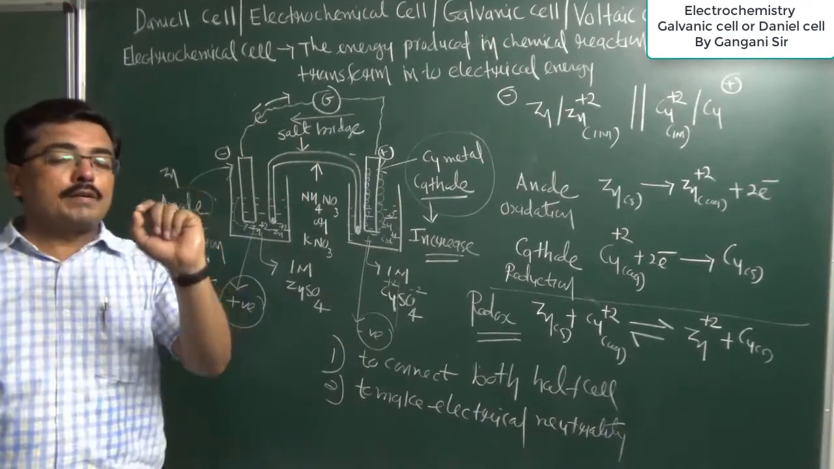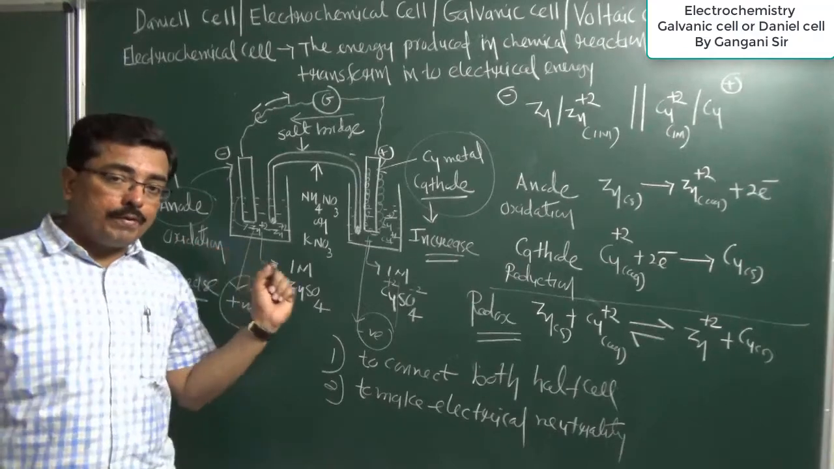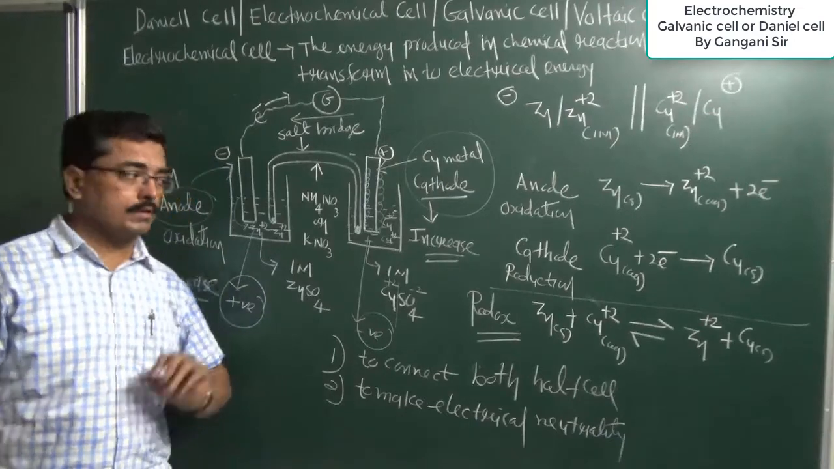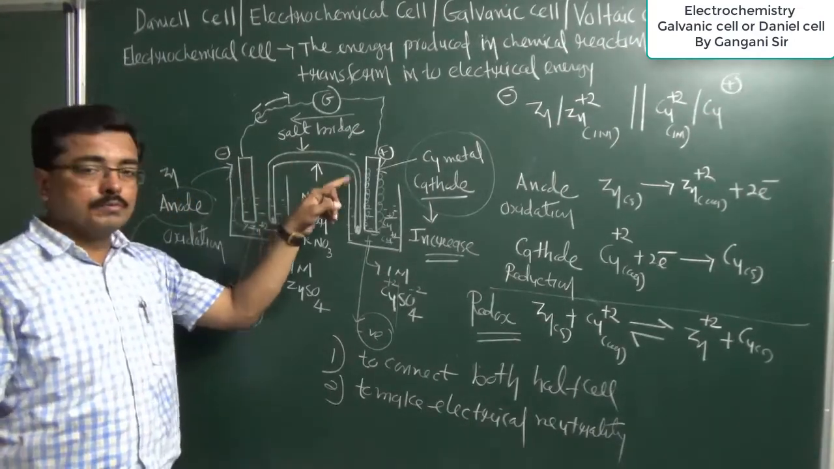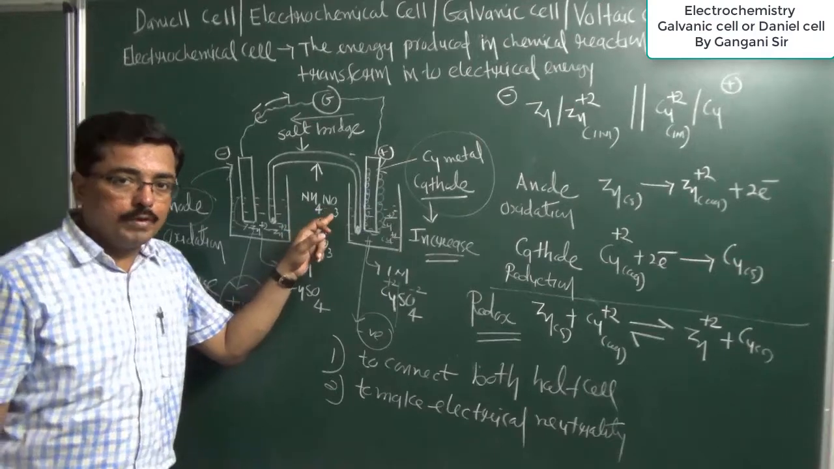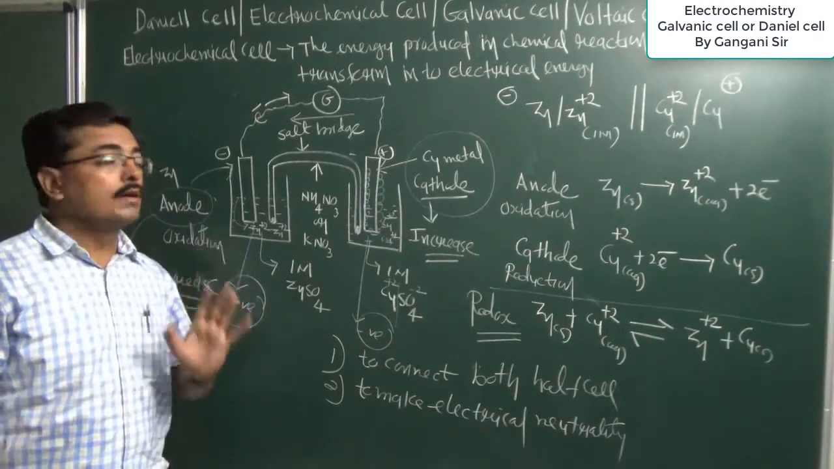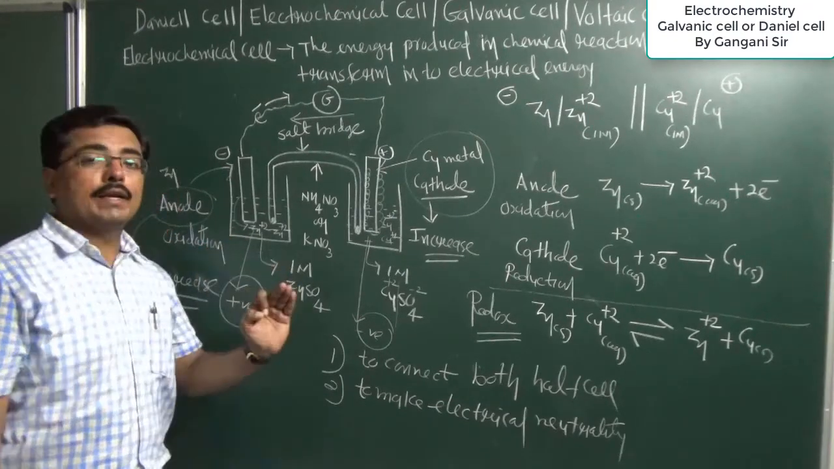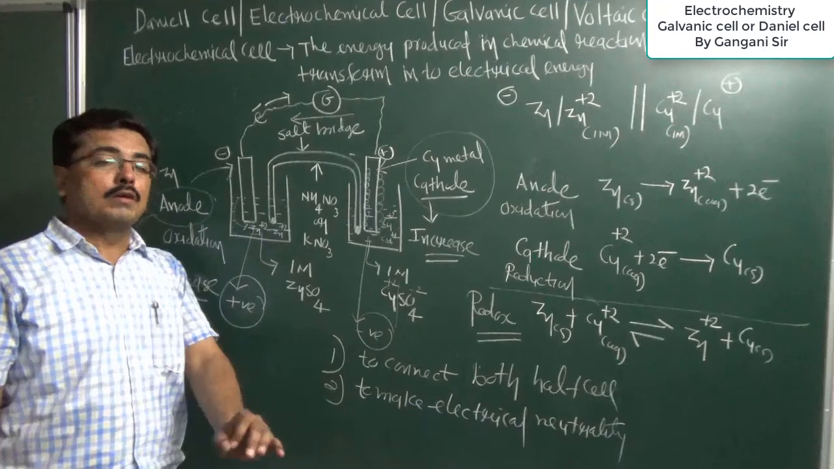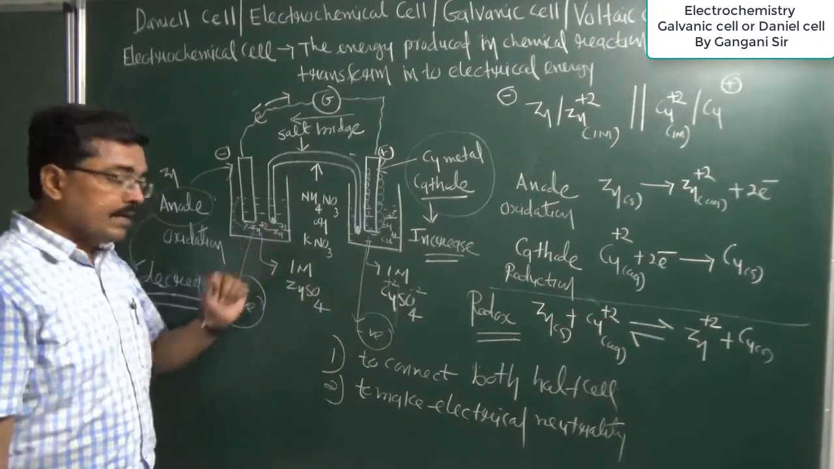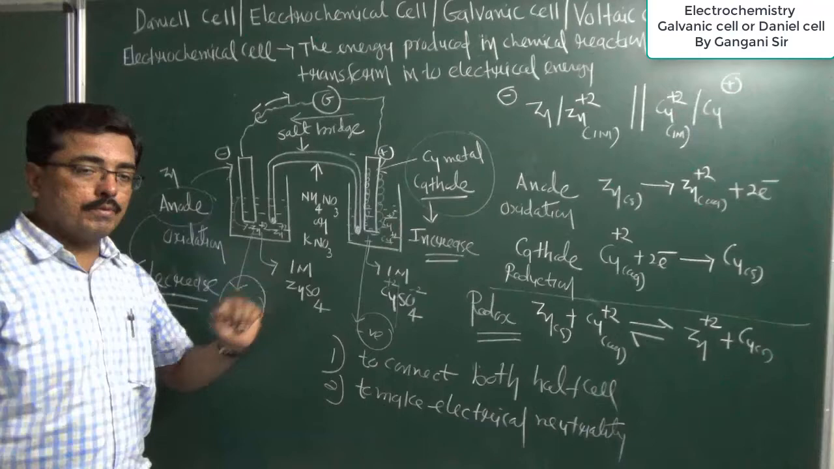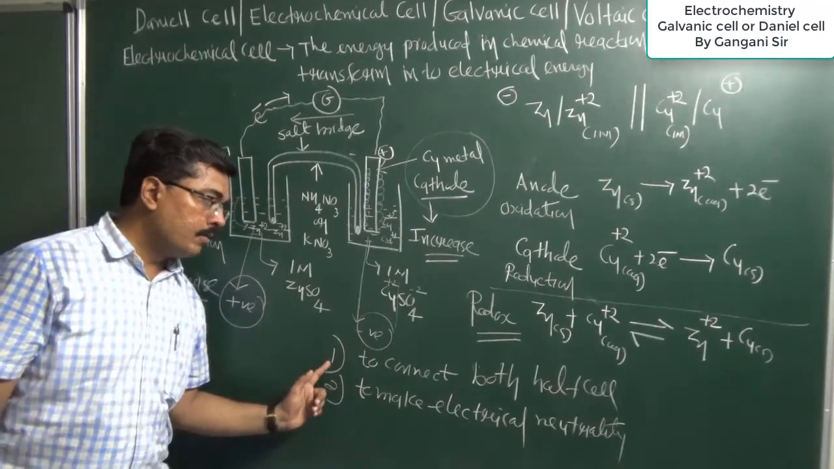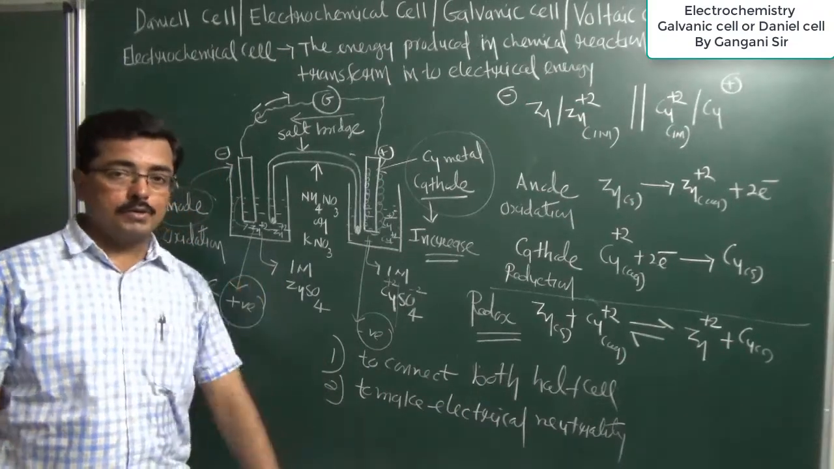Now if we have a different electrolyte solution and a different container, then to connect them we have to use a salt bridge. So the salt bridge is a U-shaped glass tube in which we have filled a solution of ammonium nitrate or potassium nitrate. Why have we used these solutions? Because the positive and negative ions in them have equal transport numbers. So we can use either ammonium nitrate or potassium nitrate. Now the salt bridge has two functions: to connect both half cells, and second, to make electrical neutrality.